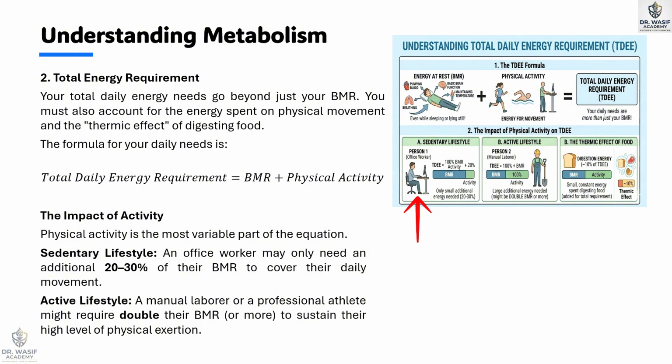Their daily movement is minimal, meaning they might only need an additional 20 to 30% above their baseline basic metabolic rate, baseline BMR, to fuel their entire day. Now, contrast that with an active lifestyle. Think of a manual laborer, a construction worker, or a professional athlete. Because their muscle cells are constantly undergoing high rates of aerobic and anaerobic respiration to power intense physical exertion, they might require double their BMR, sometimes even more than that, just to maintain their body weight and stay energized.